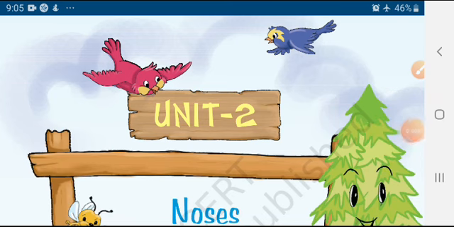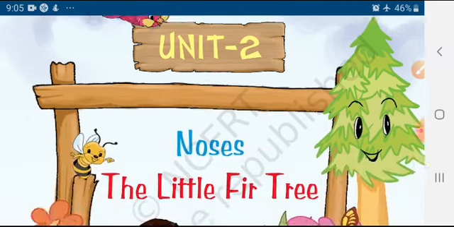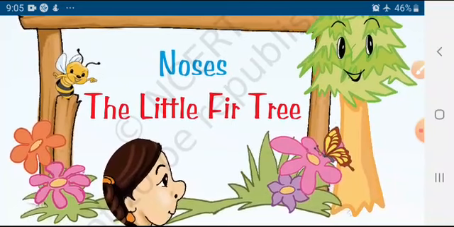Hello everyone. Today we are going to study the second unit of your book. It means class 4 English. So in this unit we have to read two topics. The first is Nose and the second is The Little Fir Tree.